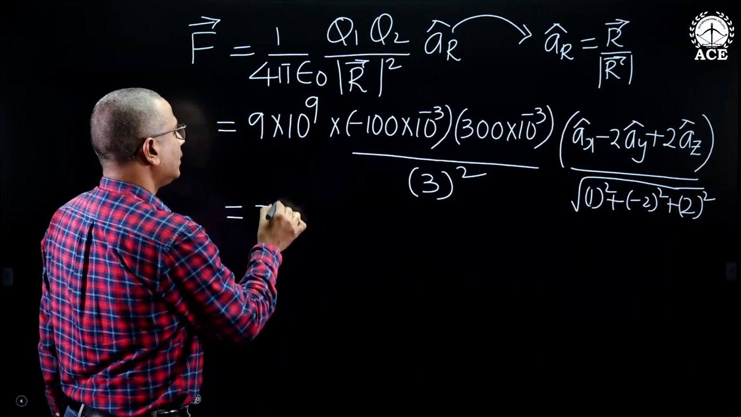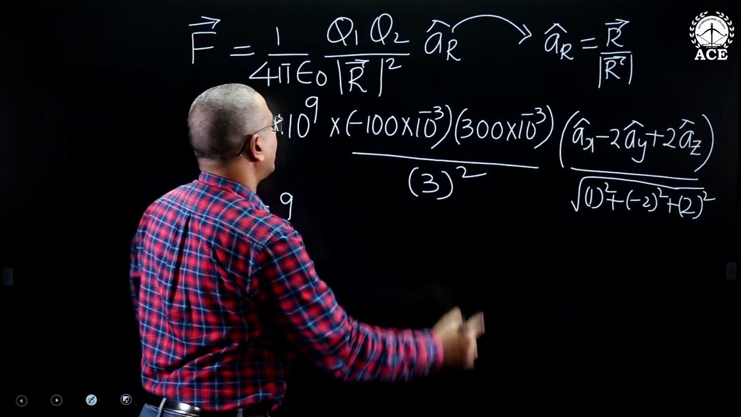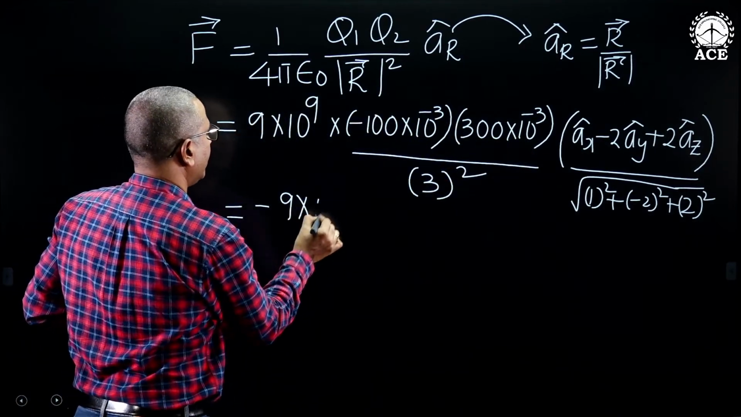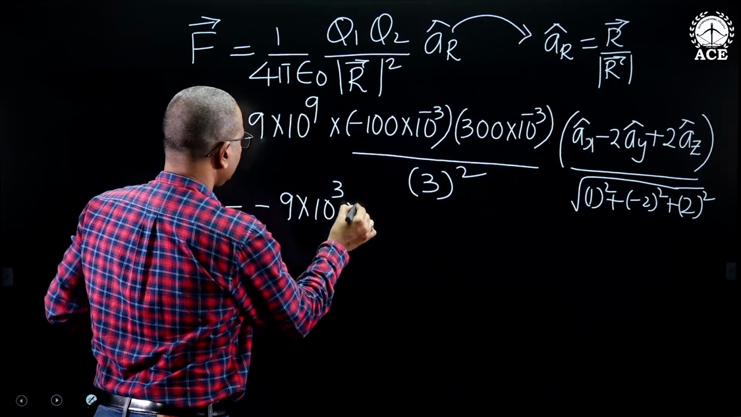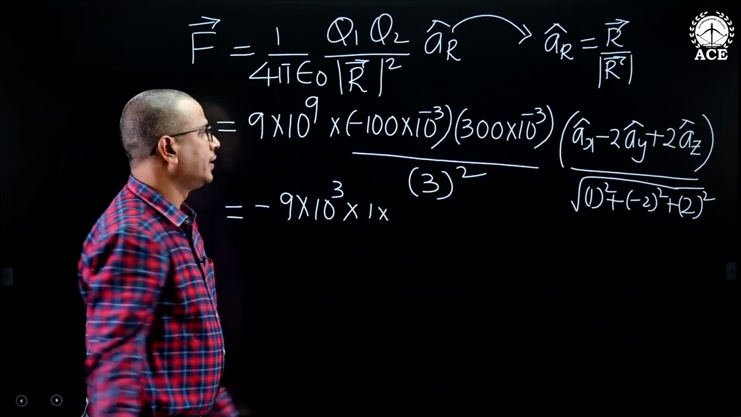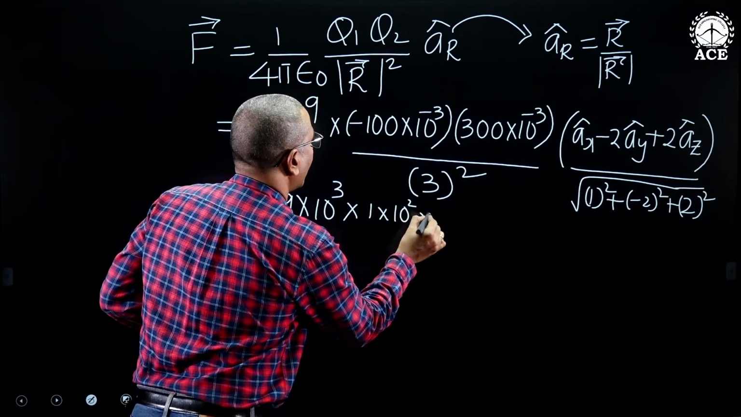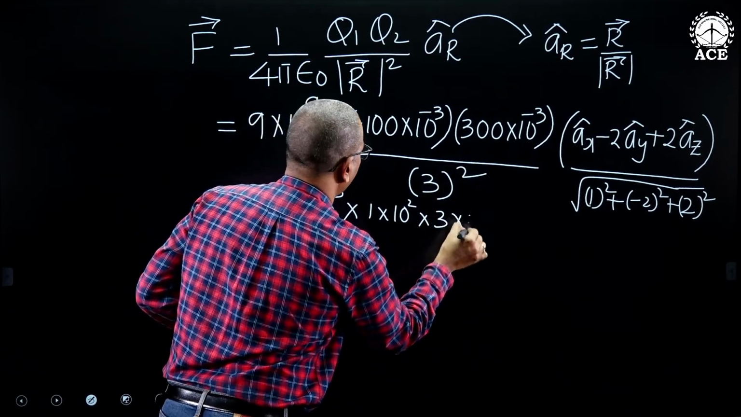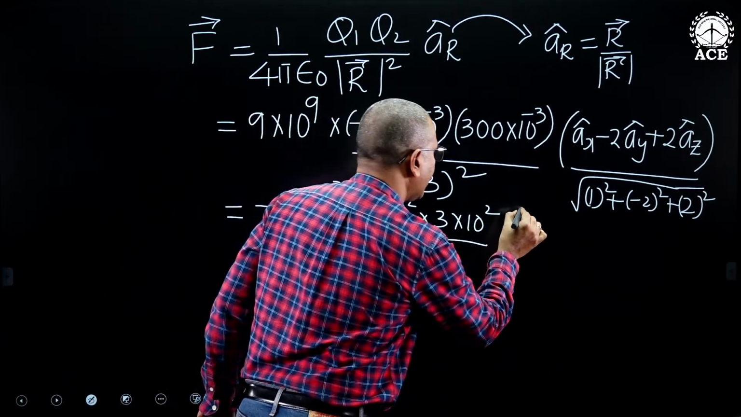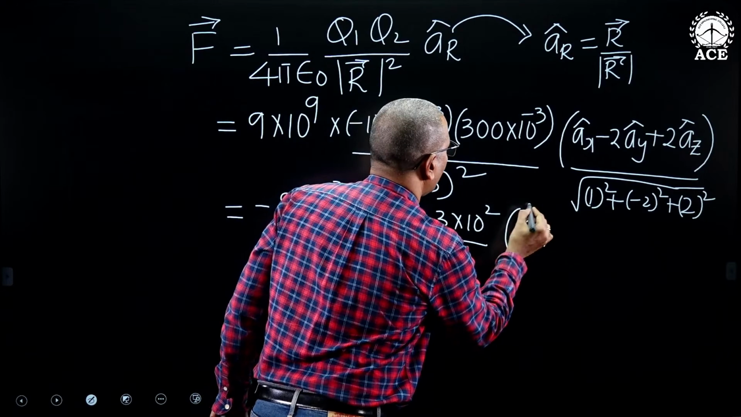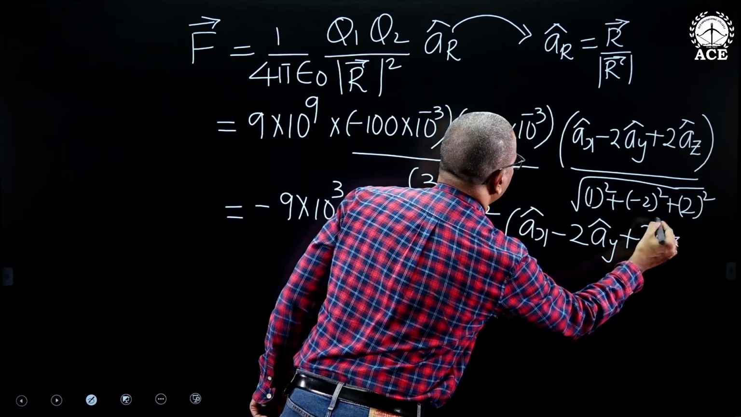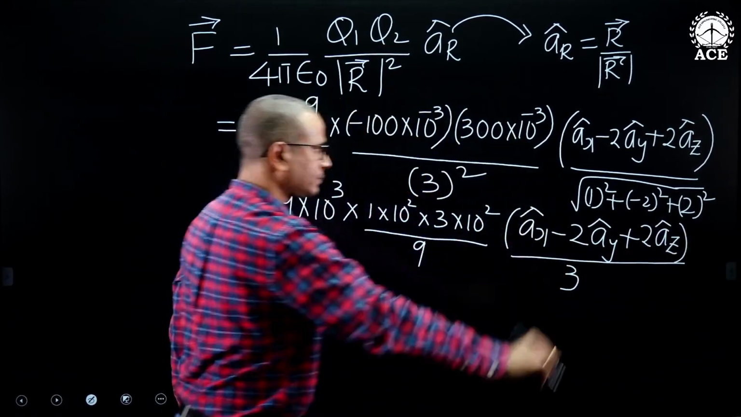We have minus sign. 9 multiplied with 10 power 9, 10 power minus 6, 10 power minus 3, 10 power minus 6. I can write comfortably here 10 to the power of 3. And from this we got how much? 1 from 100, I can write 10 square. And from here 300, I can write 3 into 10 square again. Divided by 9, and whatever is there here I am writing: AX cap minus 2 AY cap plus 2 AZ cap divided by 3.